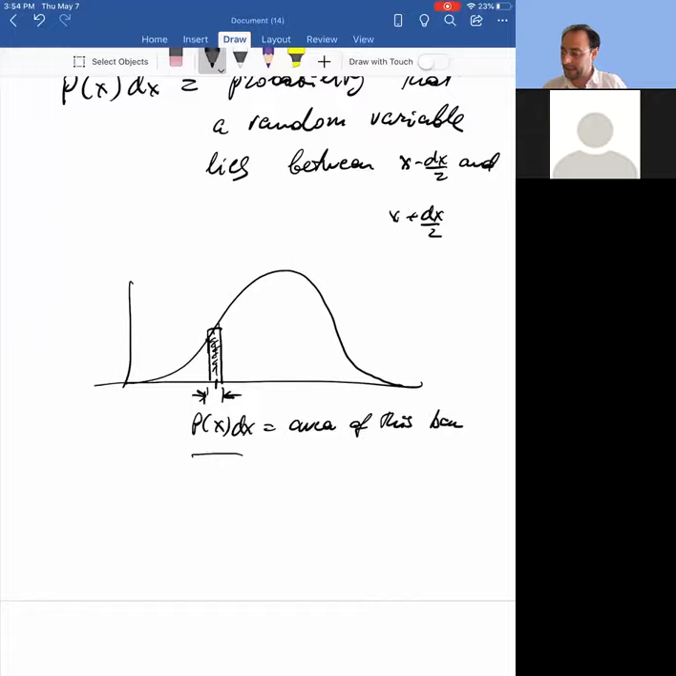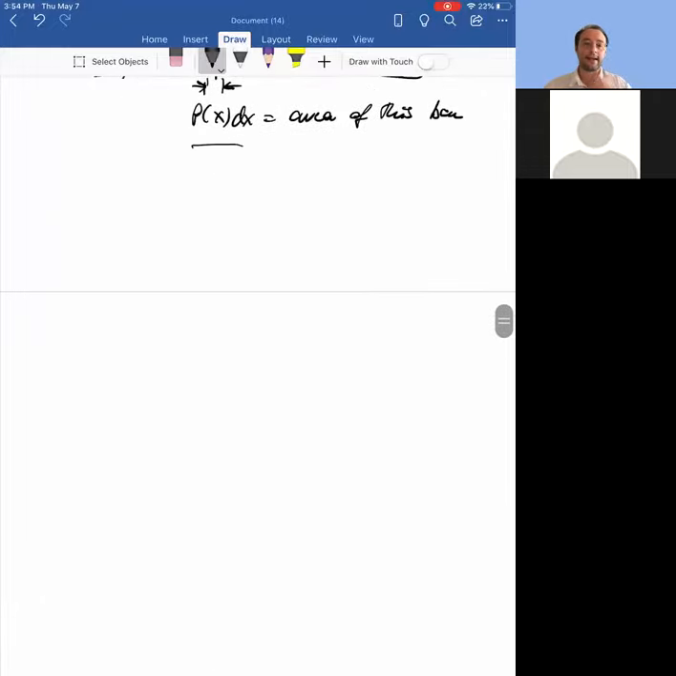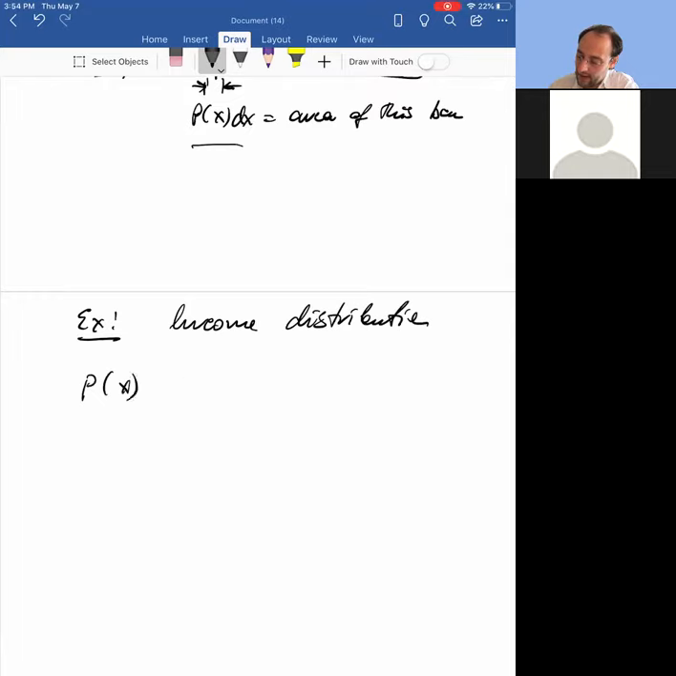So let me give you a quick example, and I want to save a little bit of time to talk about physics today. So, example: let's say income distribution. It's not a very good income distribution. P of x equals a e to the minus ax. First of all, what does it look like?